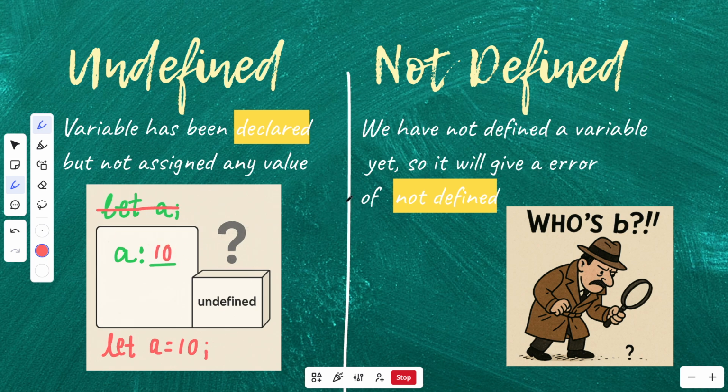Whereas on the other hand, we have not defined. It says if we have not defined a variable yet, it will give an error of not defined. That error would be a ReferenceError. So let's say we simply have console.log(b). Here we are trying to find the value of b, which we haven't defined yet. So it's a kind of JavaScript saying, hey, who is b here?